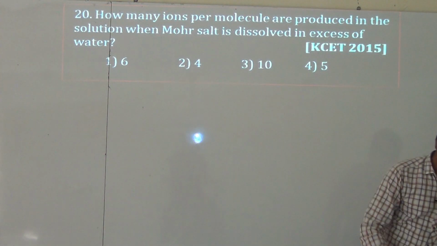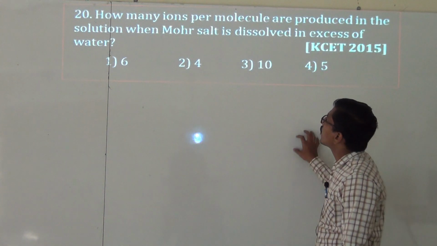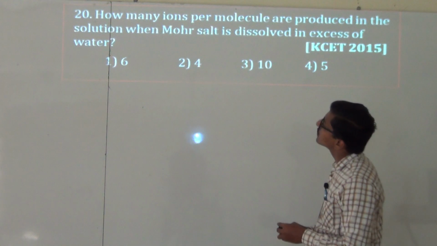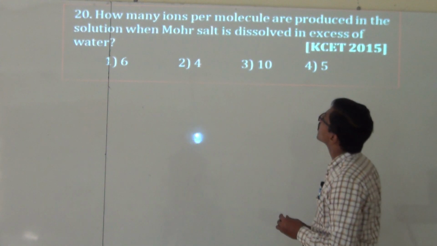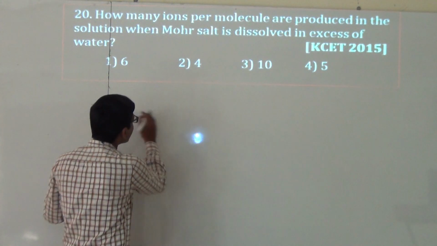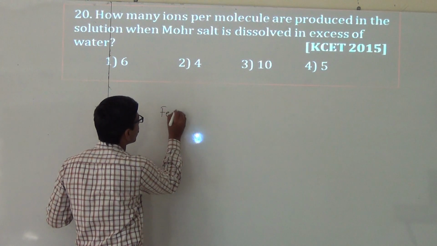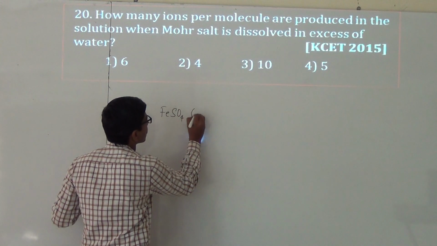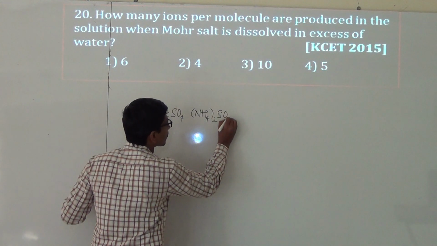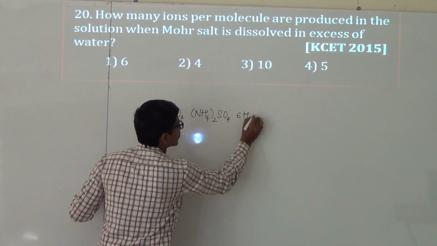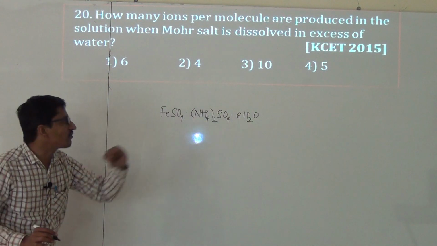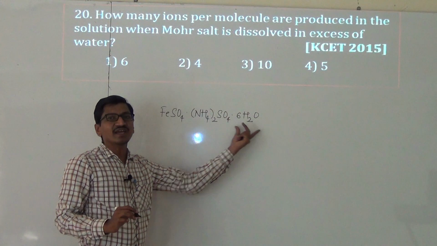Next is: how many ions per molecule are produced in the solution when Mohr's salt is dissolved? Mohr's salt is nothing but FeSO4, (NH4)2SO4, 6H2O. This is Mohr's salt, dissolved in excess of water. This is a hexahydrate compound.